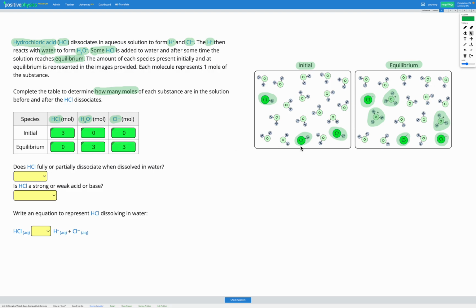So we're then asked, does HCl fully or partially dissociate when dissolved in water? Dissociate means split into its ions. And we can see here we started with 3 moles of HCl and we ended up with 0 moles of HCl. So all the HCl added split up into its ions to form H3O+ and Cl-. So that means the HCl fully dissociated.